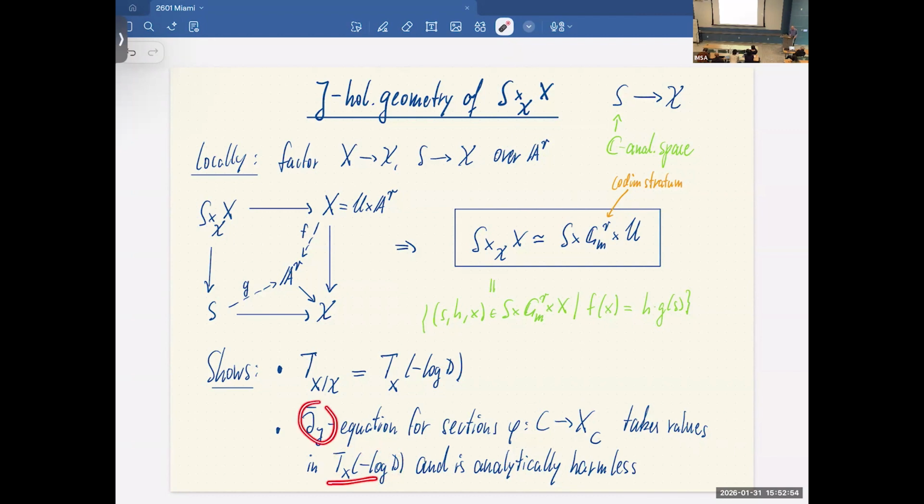The del-bar-J equation takes values in the pullback of this relative logarithmic tangent bundle, and it turns out it's actually analytically totally harmless. So whatever is already in your favorite gluing framework, it's not any different here. You have to change your exponential map slightly, adapt it to this relative situation, but the analysis just means you wiggle your almost complex structure slightly, and people have done that for ages. So there's nothing fancy going on in terms of the analysis.